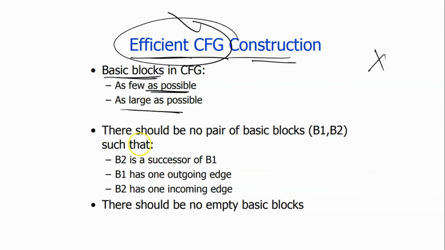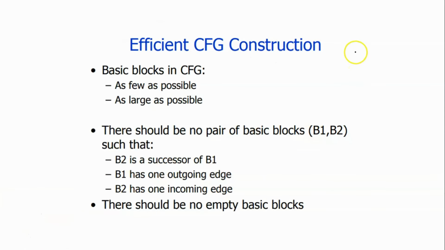And of course, what he's saying is like this: there should be no pair. It should not happen that this B1 is there. Let's assume this B2 is there.